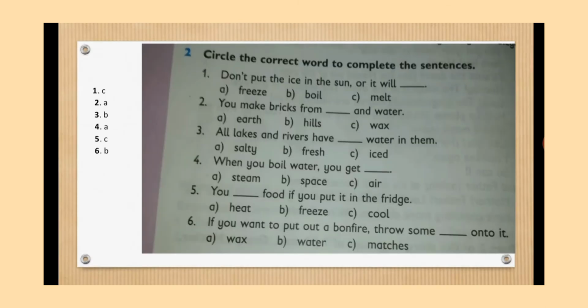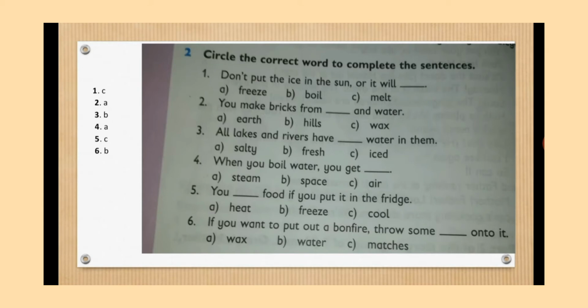Now second question is circle the correct verb to complete the sentences. You are given three options A, B and C. First one, don't put the ice in the sun or it will dash. Freeze, boil, melt. The correct answer is C, melt. Second, you make bricks from dash and water. Earth, hills, wax. Correct option is earth.